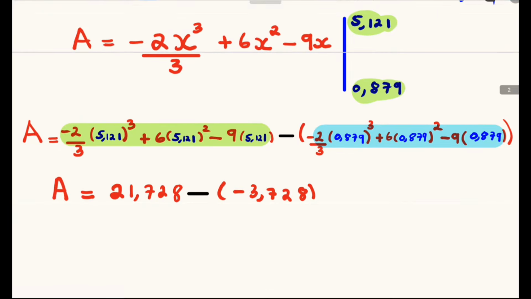Our area will be equal to, so the negative multiplied by that negative will be positive, so 21.728 plus 3.728 is equal to 25.456. Area is measured in unit square. So this will be our answer.